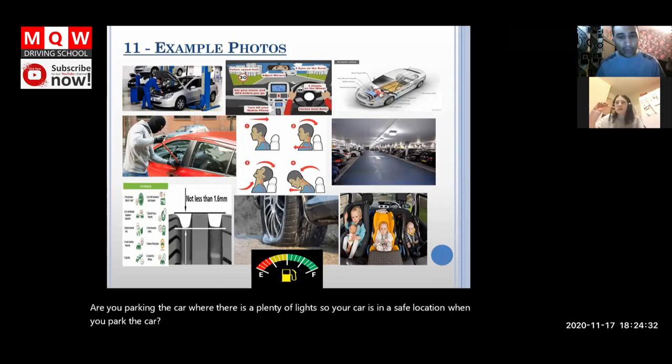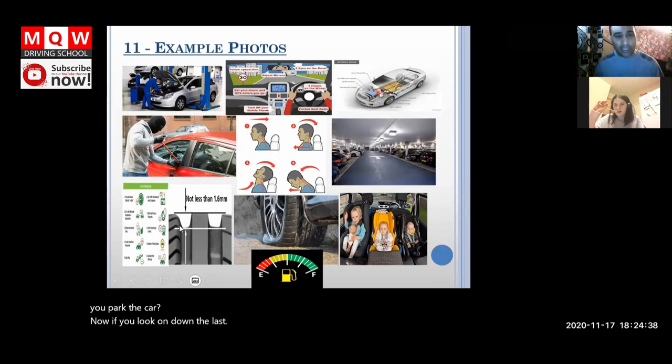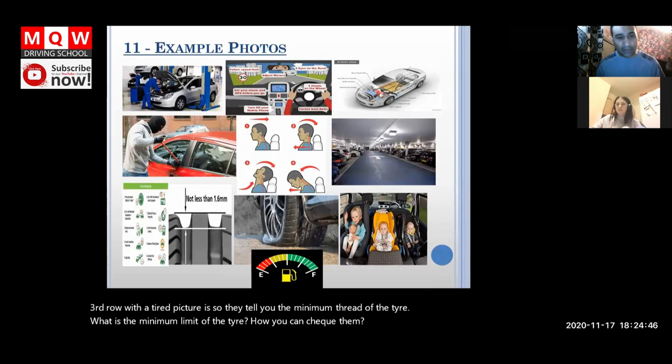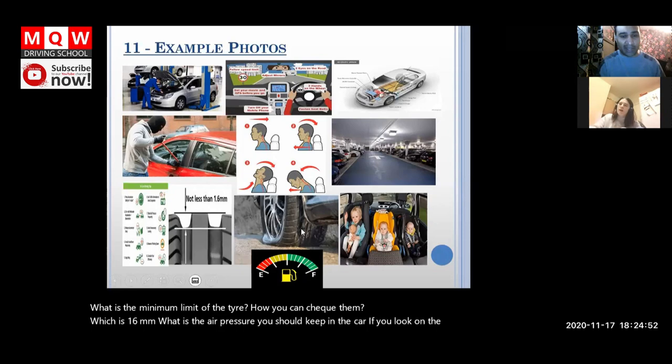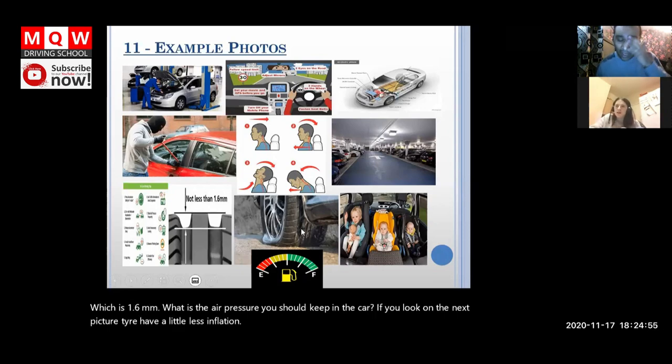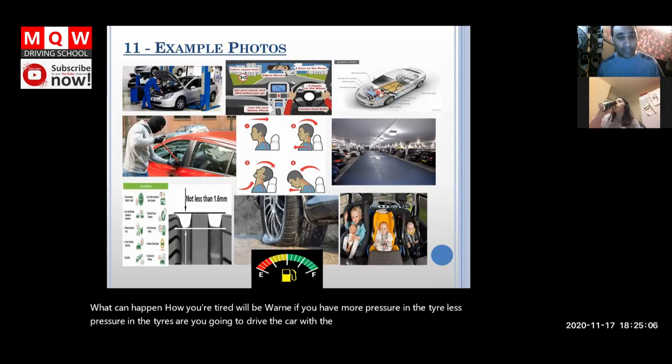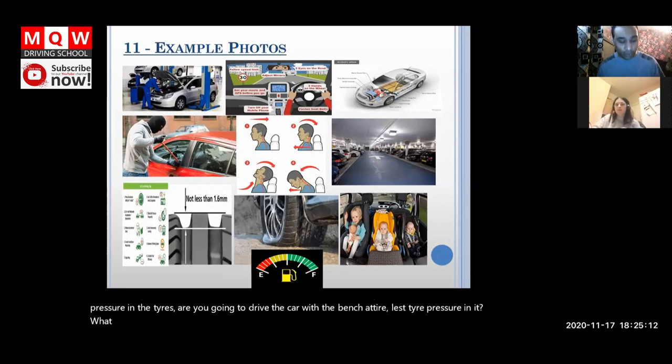Now, if you look at the last third row where the tire picture is, it tells you the minimum tread of the tire. What is the minimum limit of the tire, and how can you check it? It is 1.6 millimeter. What is the air pressure you should keep in the car? If you look on the next picture, the tire has a little less inflation. What can happen? How will your tire wear if you have more pressure in the tire, or less pressure? Are you going to drive the car with a punctured tire, with less tire pressure in it? What can happen if you have a puncture while you're driving on the road?